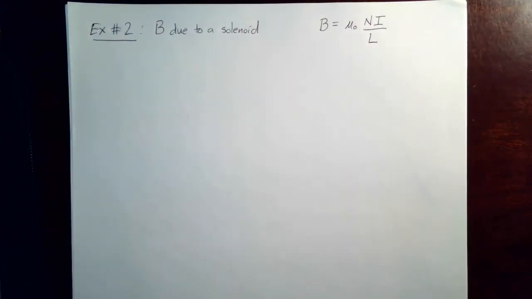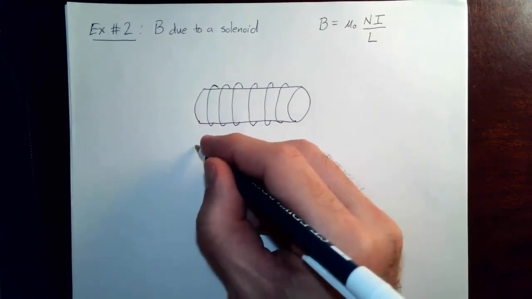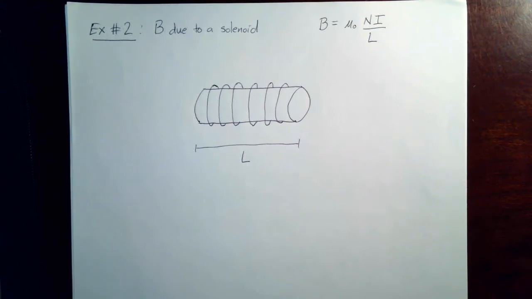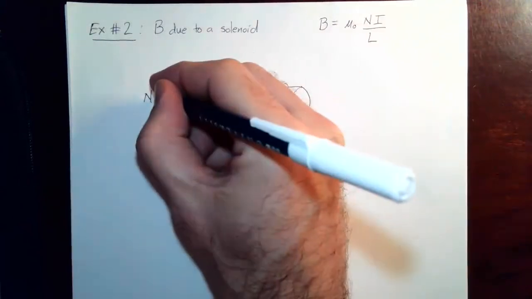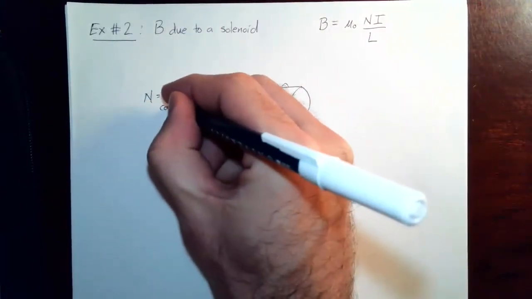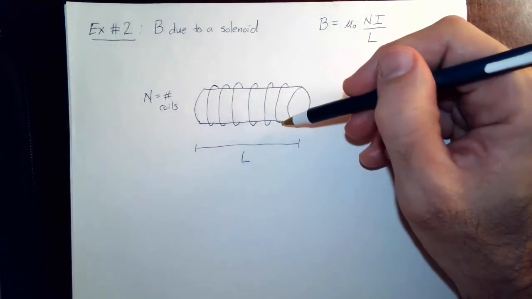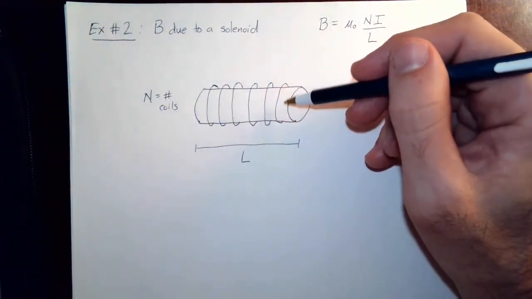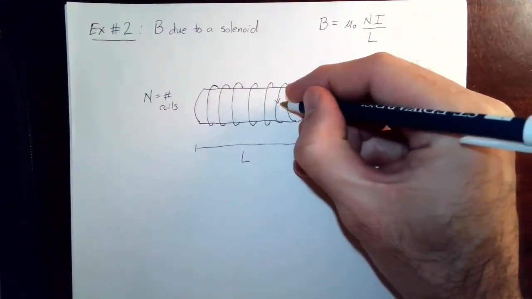First, I'm going to draw my solenoid. Okay, so here's my cylinder with a wire coiled around it. The length of the cylinder is L that we see in the formula. And N is the number of coils, how many times this is wrapped. And then I is the current that's going through the wire. And we need to pick a direction for I. So I'm just going to pick one for the purposes of this example to be going this direction.